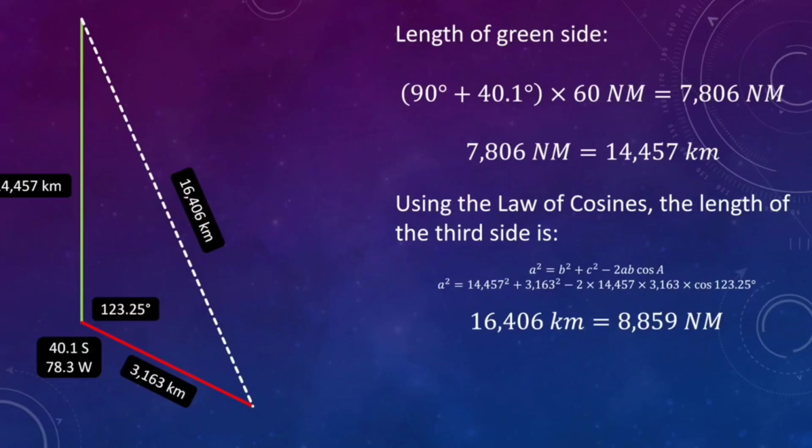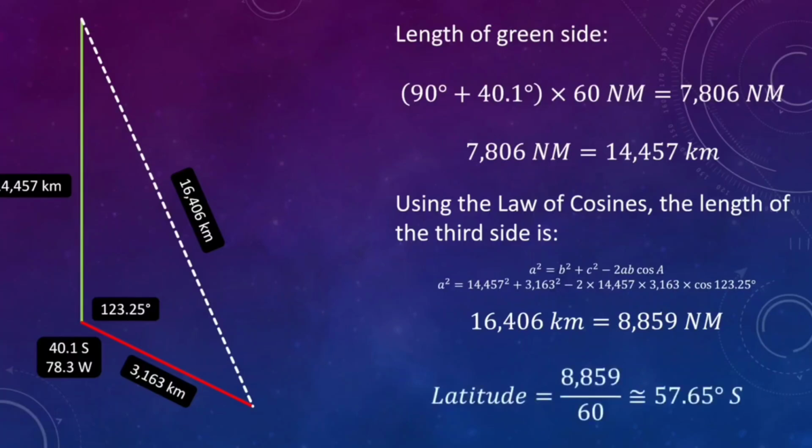So again, we can use the law of cosines to solve for the third side, and it comes out to 16,406 kilometers, or 8,859 nautical miles. And again, if we divide that by 60 nautical miles to get the degrees of latitude from the North Pole, that comes out to 57.65 degrees south latitude. And that's already not looking good for the AE map, because we were expecting a latitude of only 50 degrees south. But let's get the longitude anyway.